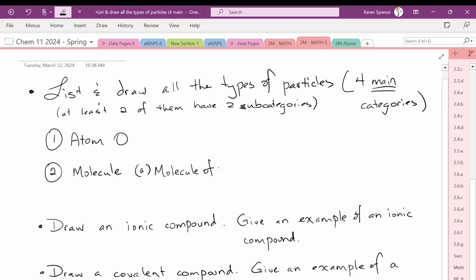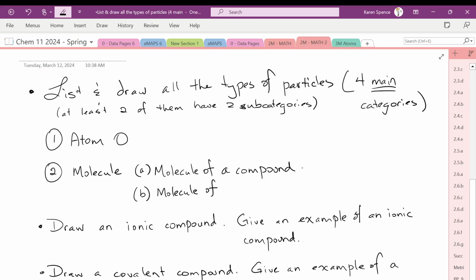Molecule of a compound. Oh, look at that. Now that you've got that, if you didn't have that before, see if you could draw a picture of a molecule of a compound. Can you draw a picture of a molecule of a compound? What's the other one? We got a molecule of a compound.